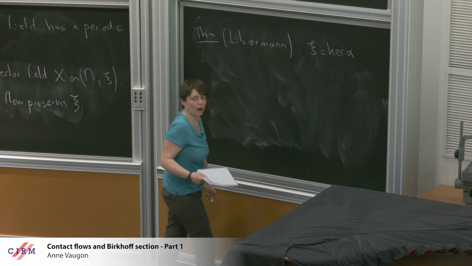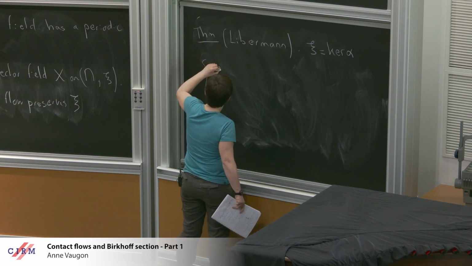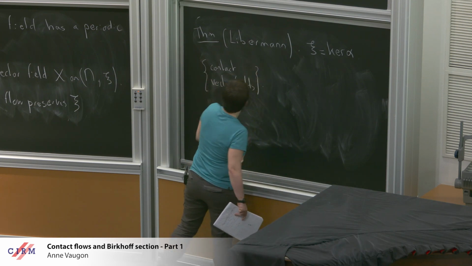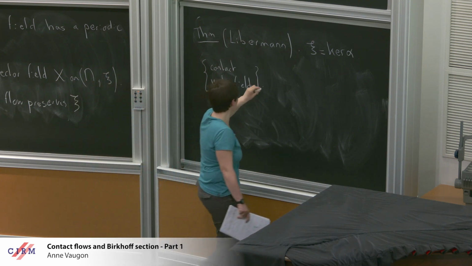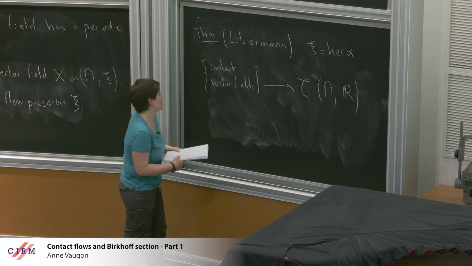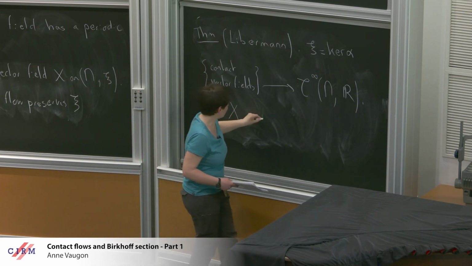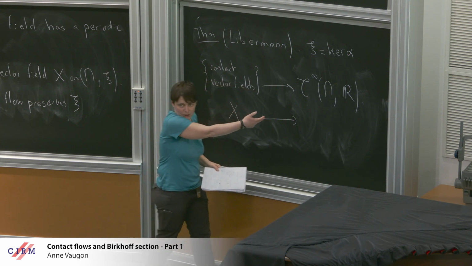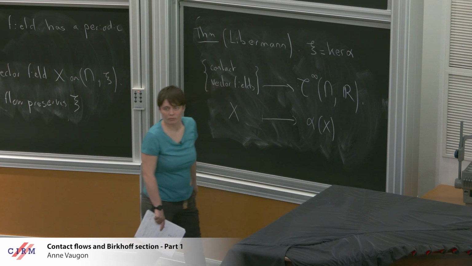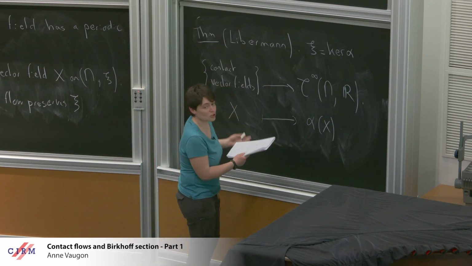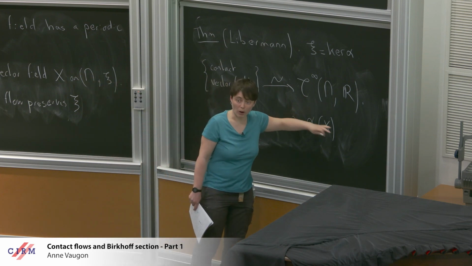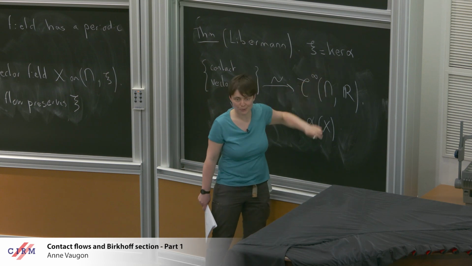So, and I pick a one form, alpha. So I have the set of contact vector fields. And through a contact vector field X, I can construct a smooth map out of it by evaluating alpha, my contact form, on X. And this is a bijection. So the Reeb vector field is the one that gives me 1 here. The Reeb vector field for alpha is the one that gives me 1 here.